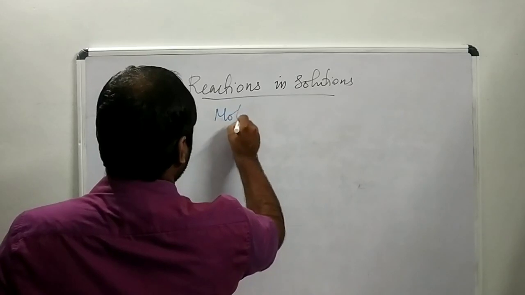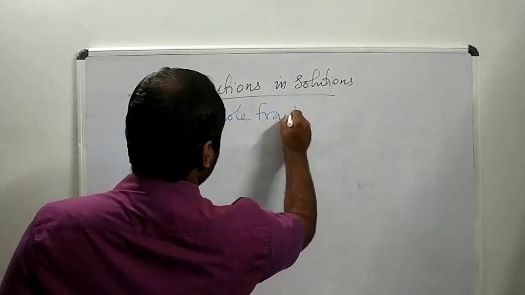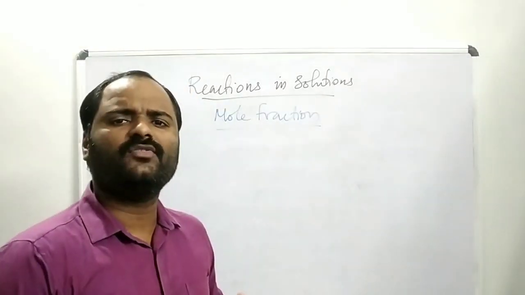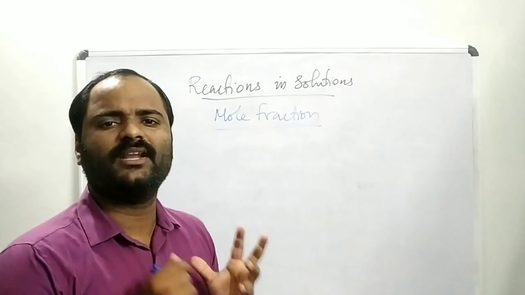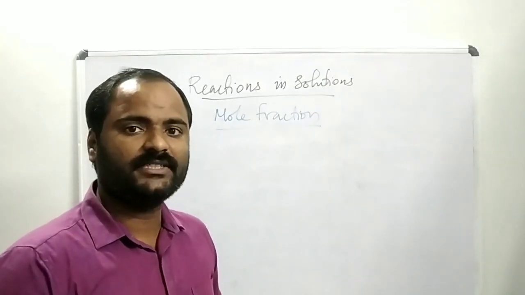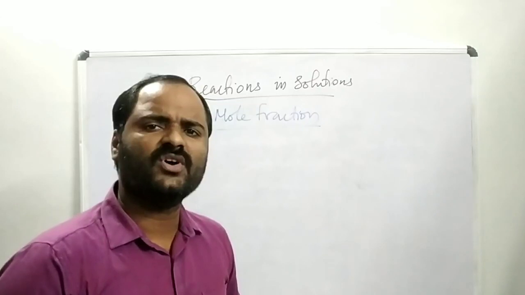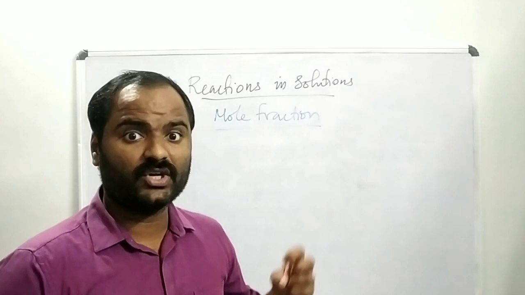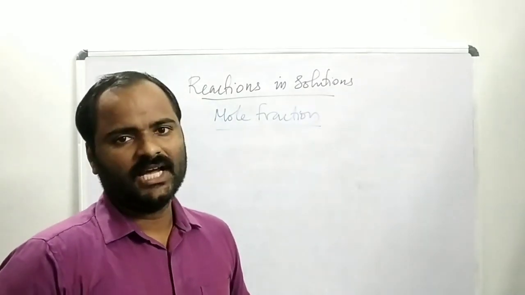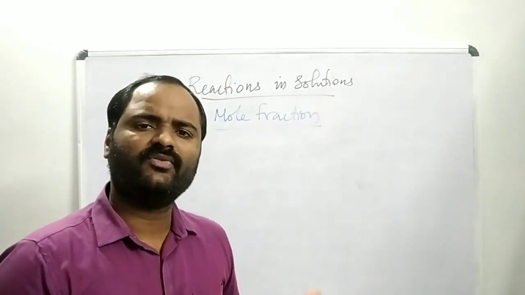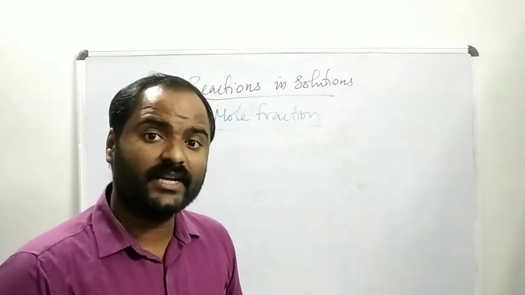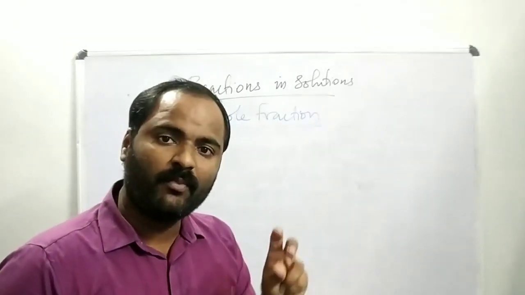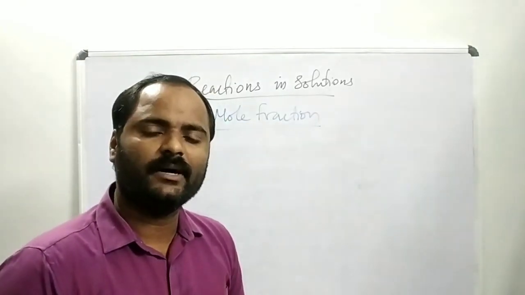Mole fraction. That means mole in fraction. So mole fraction is nothing but the number of moles of a particular component divided by total number of moles. That is equal to mole fraction. And it is a ratio, therefore it has no unit. It is a unitless quantity.